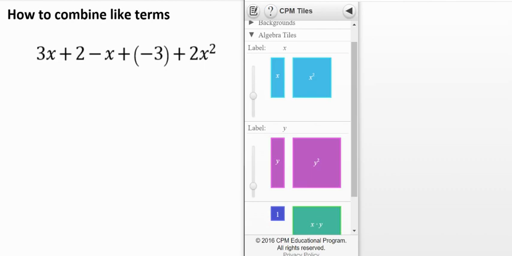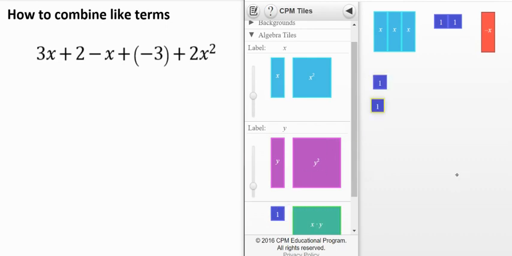So 3x, so I'm going to get out 3 of the x tiles, plus 2, so those are the units. So you got 2 of those. This is minus x, and that's the same thing as negative x. So I'm going to get an x tile, but make it negative, or red. And then plus negative 3. So same idea. So I'm getting out 3 units, but because it's negative, let me make them red.